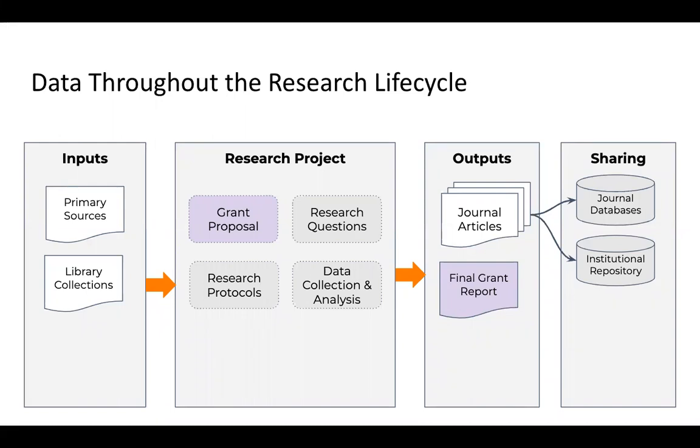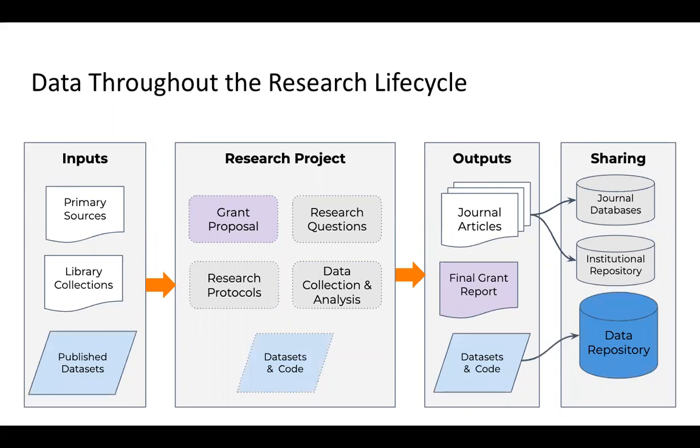So the diagram on the slide shows how we might work with traditional scholarly resources through a project. First, we gather primary sources or collections from the library or databases. Our research project includes elements such as a grant proposal, research questions, methods, collecting data, and performing analysis. This leads to the publication of reports and journal articles, which are shared in institutional repositories and available from databases like PubMed, enabling the cycle to continue.